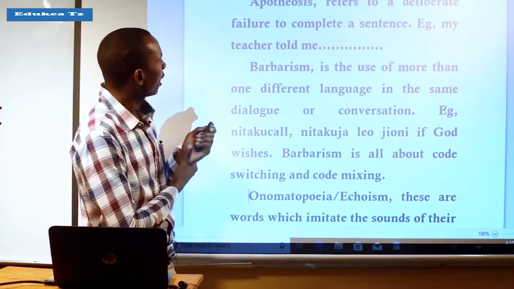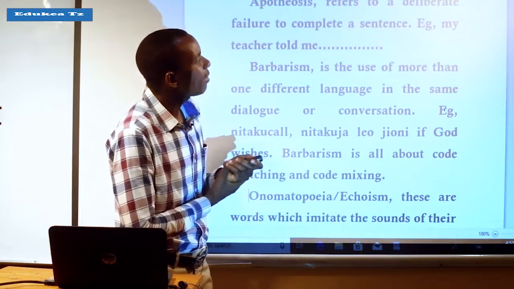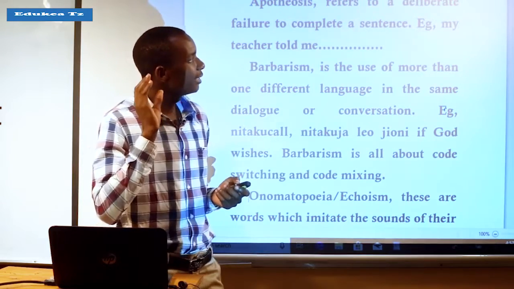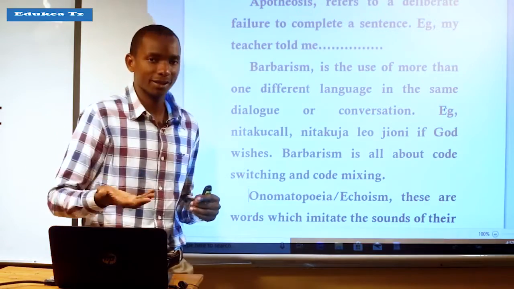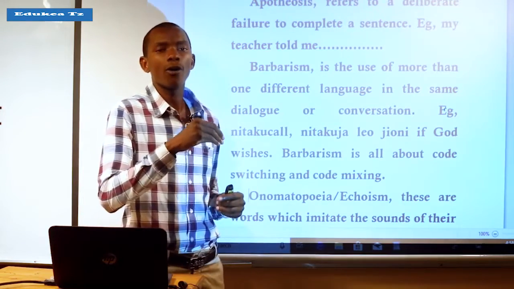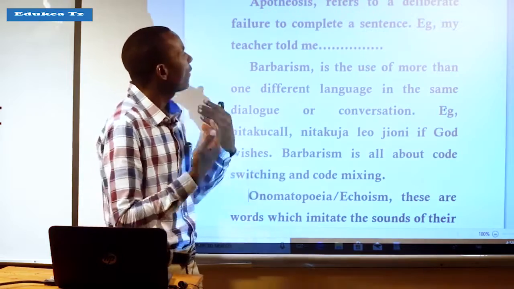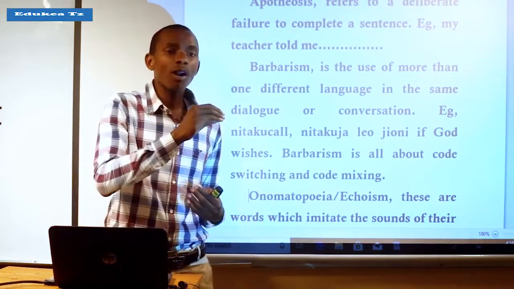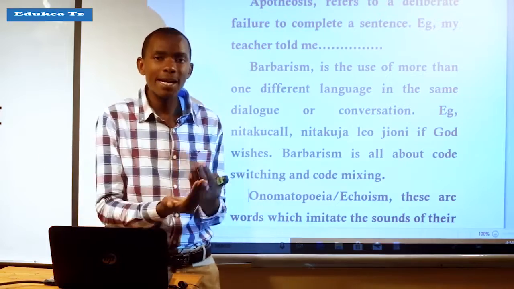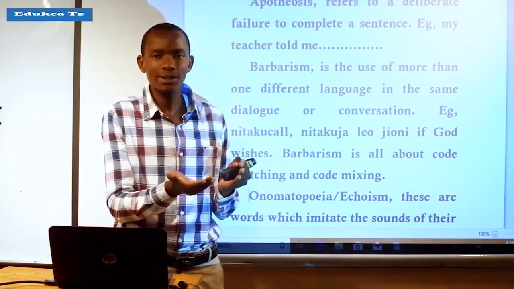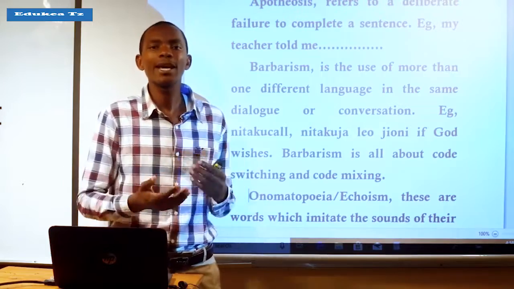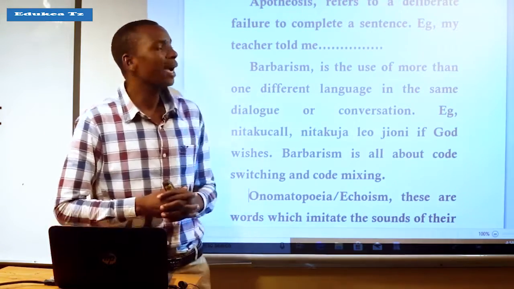So there is an example here. Aposiopesis is a deliberate failure to complete a sentence. It is deliberate. It is the desire of an author or a certain character to fail to complete a sentence. When you are composing or speaking a sentence, you fail to complete the whole sentence by omitting some words at the end of that sentence or statement. In literary work, we call it aposiopesis.